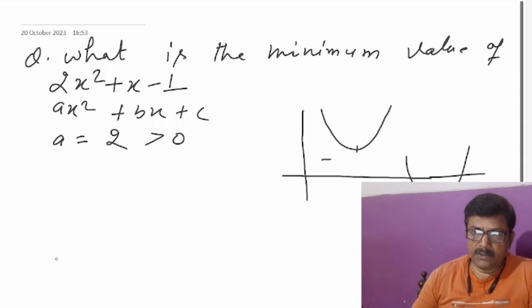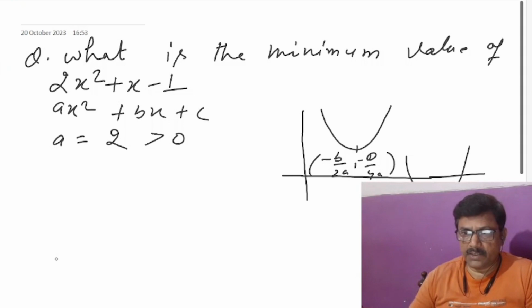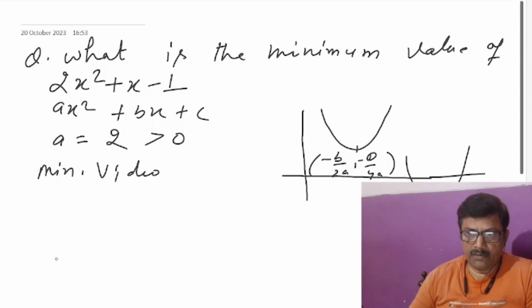So this point is the vertex, minus b upon 2a, minus D upon 4a. Whether this case or this case, in both cases the minimum value is minus D upon 4a. The minimum value of y is minus D upon 4a, as we have discussed in the previous video. You can learn from there.